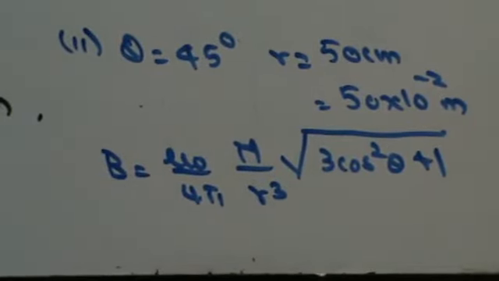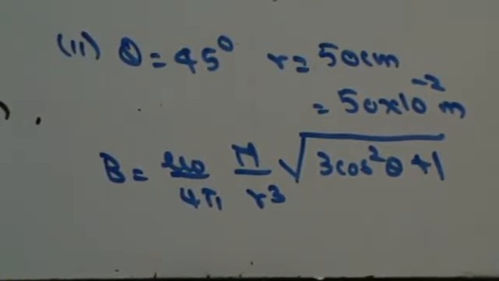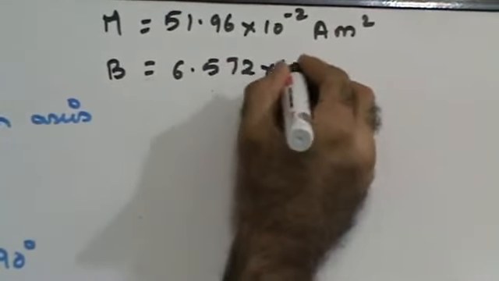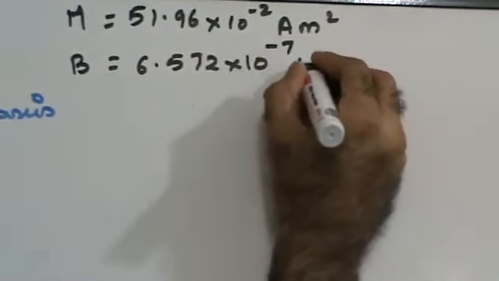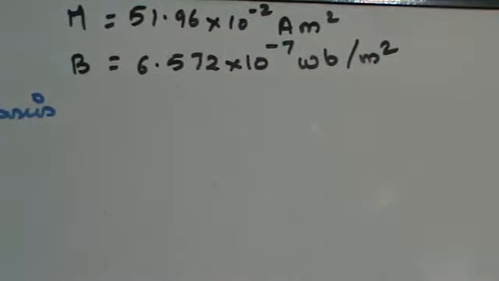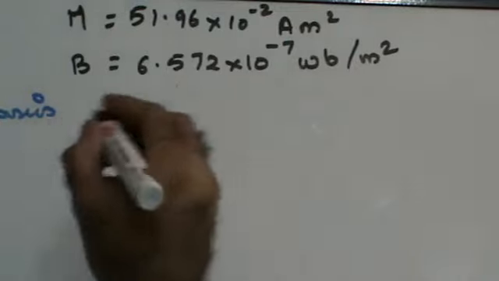The answer for this sum: you should get magnetic moment should be 51.96 into 10 raised to minus 2 ampere meter square, and magnetic induction should be 6.572 into 10 raised to minus 7 Webers per meter square. Right? Next, let's see another sum, guys.